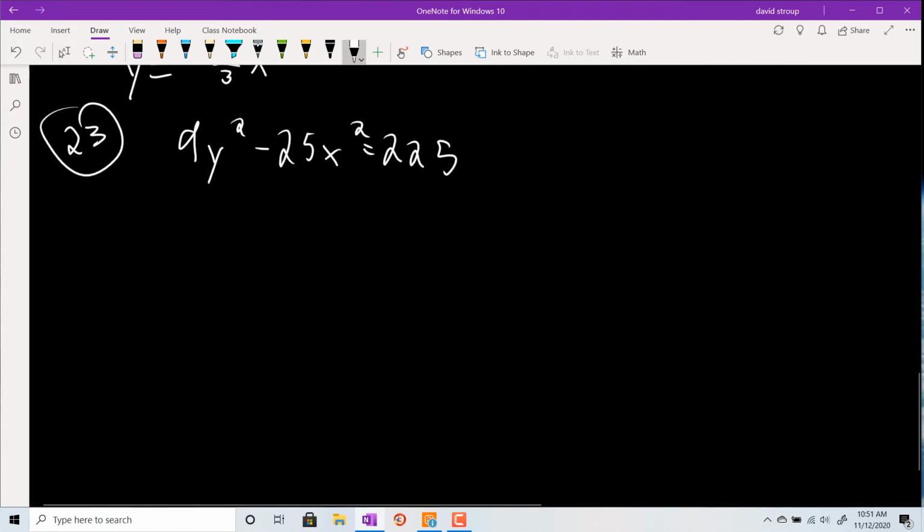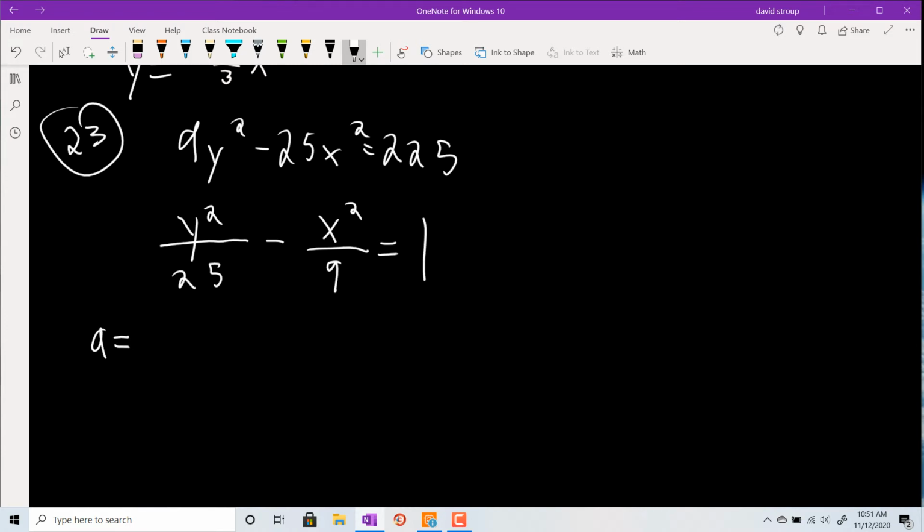Right, so this one is all jumbled up. It doesn't look like it's in the appropriate form, in other words. So you need a 1 on the right-hand side, so divide everything by 225. You'll end up with 9y squared over 225, which is the same as y squared over 25 if you reduce, minus 25x squared over 225, which is the same as x squared over 9, and then you have 1 over there.